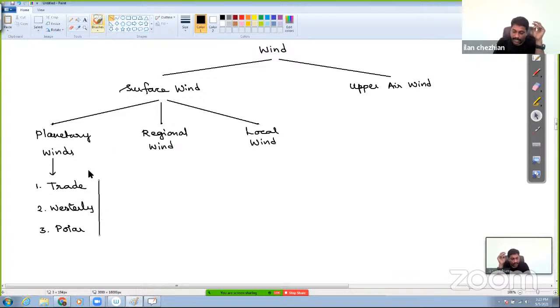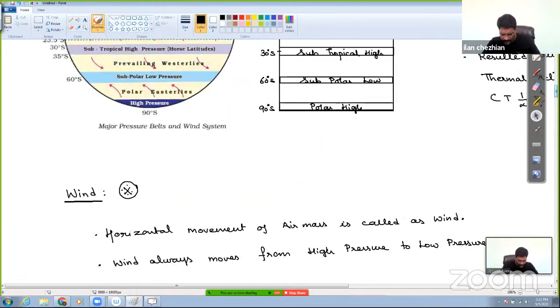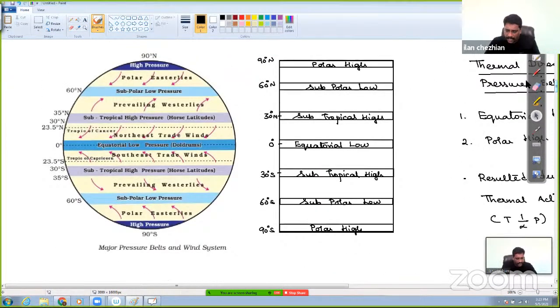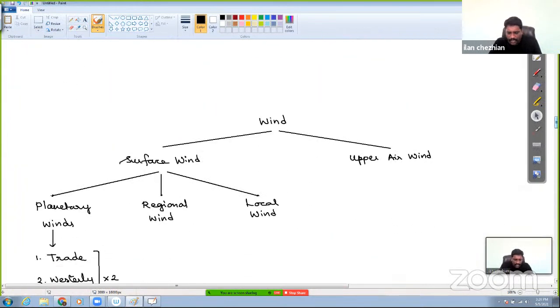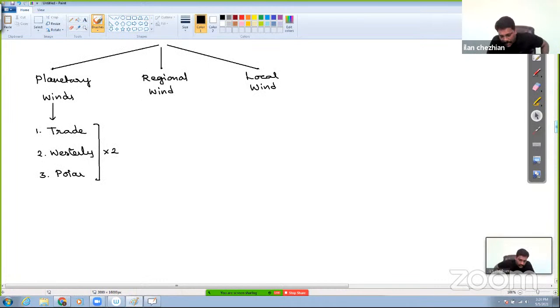But just now I said there are 6 planetary winds, right? These winds come in pairs. Trade, westerly, and polar of the northern hemisphere. Trade, westerly, and polar of the southern hemisphere. That's what we have seen here. We have seen the pressure systems, and between the pressure systems, polar winds, westerly wind, trade wind of the northern hemisphere, and again trade, westerly, and polar winds of the southern hemisphere. So totally we have 6. Names are only 3, but in both hemispheres, totally I have 6 winds, my friend.